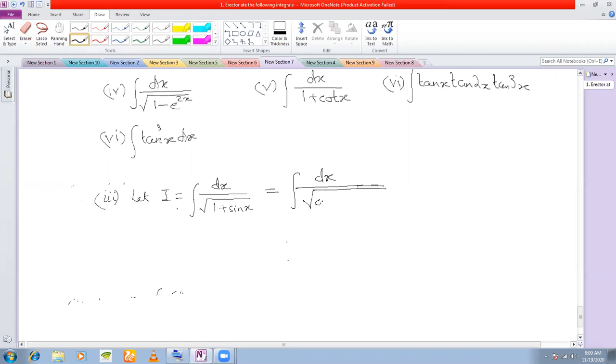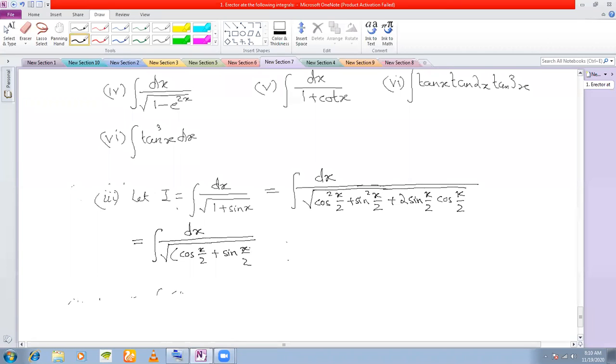For 1, you write cos square x by 2 plus sine square x by 2. And for sine x, you write this as 2 sine x by 2 cos x by 2. Then the denominator becomes a perfect square under the radical, cos x by 2 plus sine x by 2 whole square. So this becomes dx divided by cos x by 2 plus sine x by 2 simply.